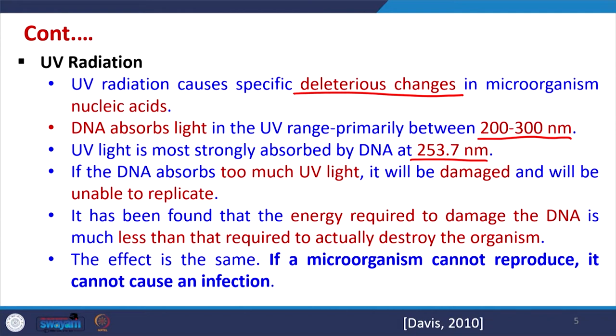It has been found that the energy required to damage the DNA is much less than that required for actual destruction of the organism itself. So this 254 nanometer is one of the critical wavelengths which has been reported in the literature. And if the microorganism cannot reproduce, it cannot cause infection either. So this is how UV radiation works.